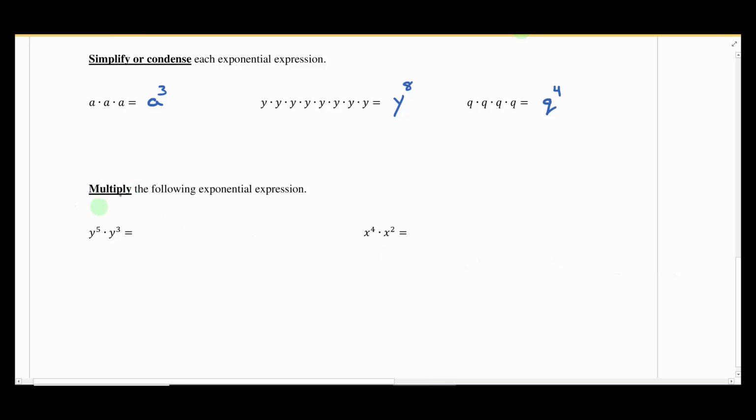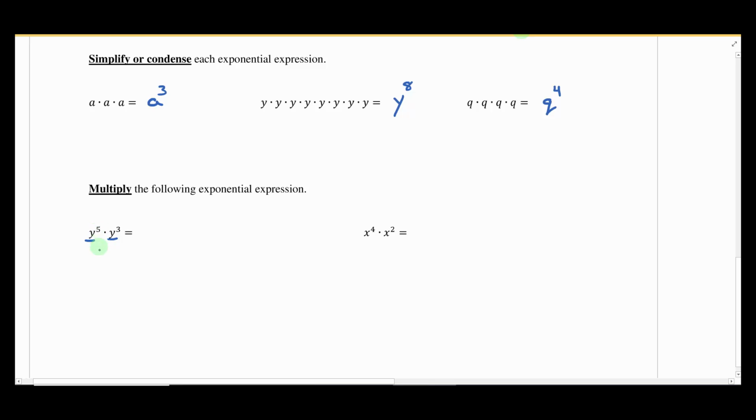All right, so multiplying. Notice here, I've got two exponential expressions. I am multiplying them together. Also take into account that these both have the same base. So I can do this two ways. I'm going to show you one way with this one, and I'll show you a second way with this one.